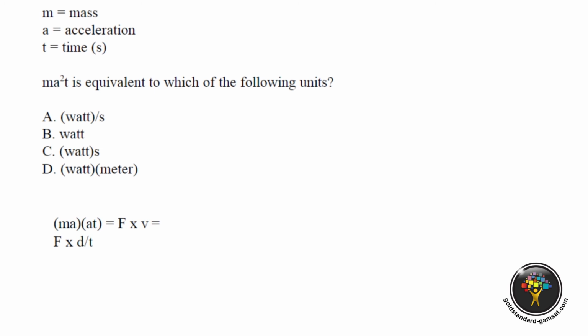So now we have force times distance over time, and force times distance is exactly work. Force times distance is work. So we have work divided by time. And what is work over time? Yeah, work over time is power. And power is a watt or a joule per second. So the answer is B.